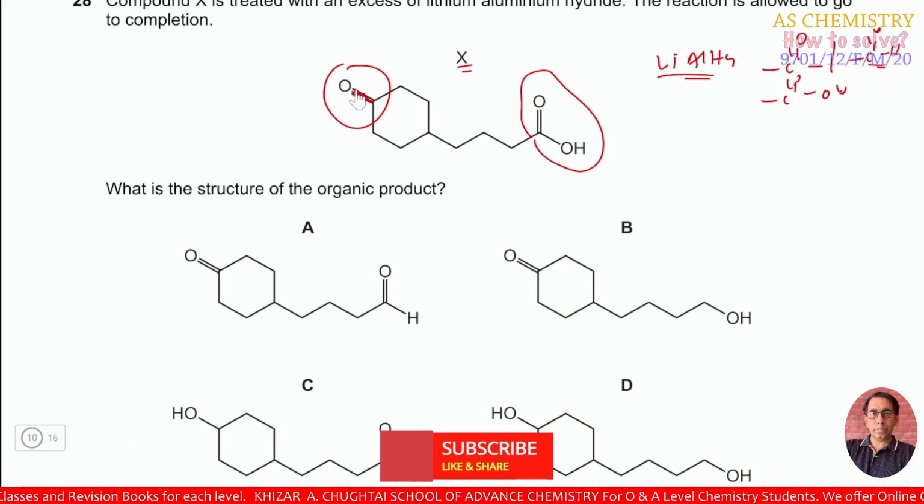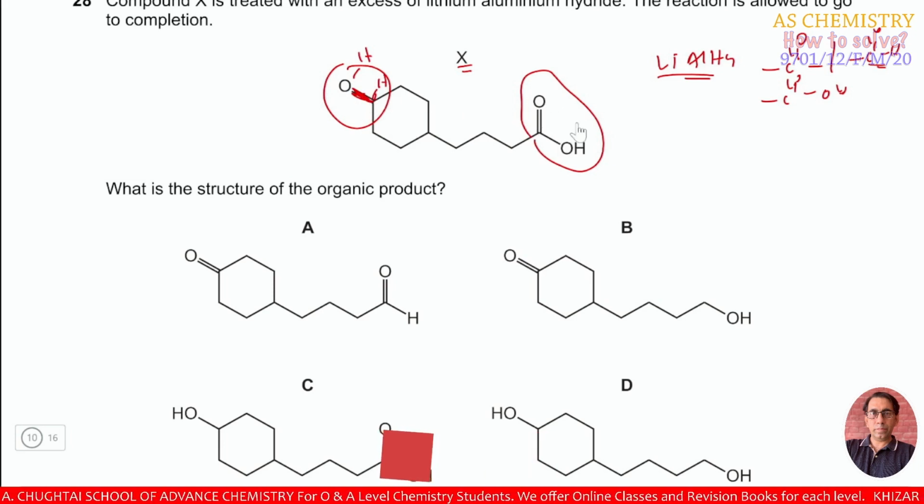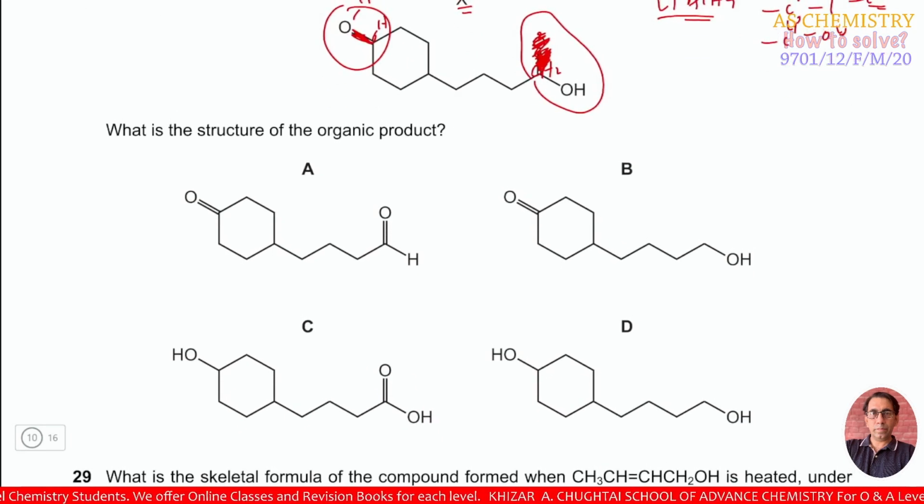So there will be a single bond, here will be H, here will be again H. There is no need to show H, however, I'm going to show it over here. And this carboxylic acid will change into alcohol. It is CH2OH, a primary alcohol. So which one is the correct option? It is the D one, the same as over here, and D is the correct option.